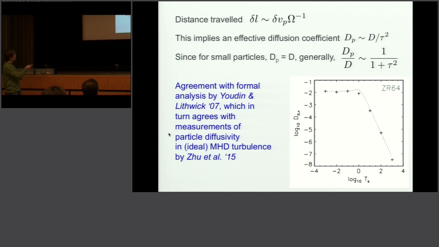So that's a hand-waving analysis of this kind of thing. This agrees with a much more formal analysis by Youdin and Lithwick in 2007, from which I've borrowed this simple analysis. The Youdin and Lithwick analysis, which is an analytic calculation, in turn agrees with measurements of particle diffusivity, at least in ideal MHD turbulence, that have been done by Zhao and Zhu, whose results I was showing previously. Here's a plot from Zhu's paper. This is the stopping time. This is the particle diffusion. For small stopping times, the particle diffusion is just flat, as you would expect from this expression, and then it has this sharp fall off as you go to large particles. So this is the transition we expect to happen in disks.